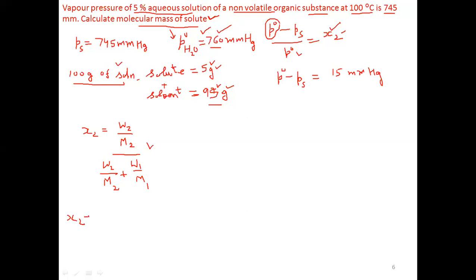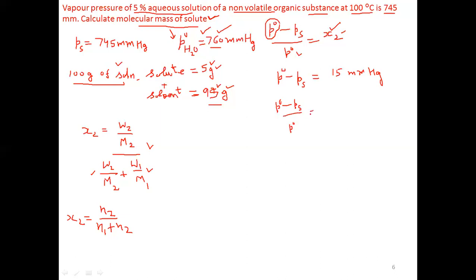X2 is equal to number of moles of solute divided by number of moles of solvent plus number of moles of solute. So it is W2 by M2, number of moles of solute divided by number of moles of solute plus number of moles of solvent. Now X2 will be equal to P naught minus PS by P naught. So we will calculate now P naught minus PS by P naught.